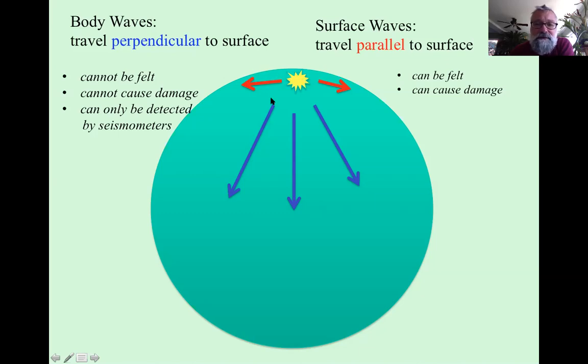The body waves cannot be felt. So even if you're near it, you're not going to feel these, but they can travel very large distances. And in fact, the body waves can travel through the interior of the Earth and can be measured, or at least detected, on the other side of the Earth. And now we're going to talk about the different types of both surface waves and body waves.